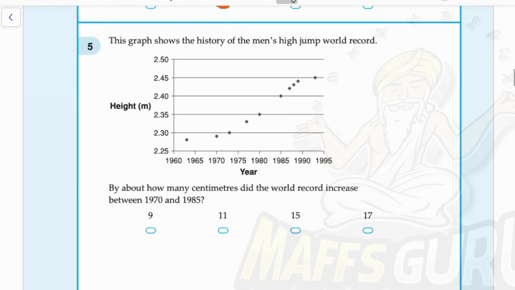The graph shows the history of the men's high jump world record. By about how many centimeters did the world record increase between 1970 and 1985? So we're going to look for the world record at 1970, which is this one here, and 1985, which is this one here, and we're going to approximate the answers. Well, this here is obviously smack on the line at 2.4. This is roughly, let's say, 2.28, and again, that's a value judgment. I'm looking for the difference in that, and that was approximately 12. So we're looking for the number that's closest to 12, and in this situation, I would suggest that would give me 11.